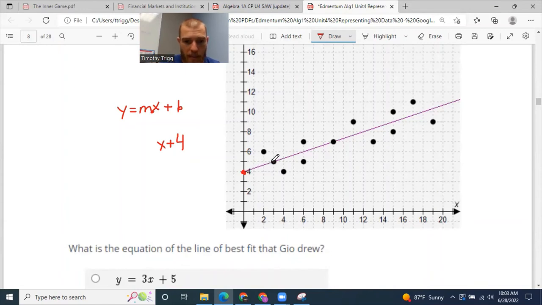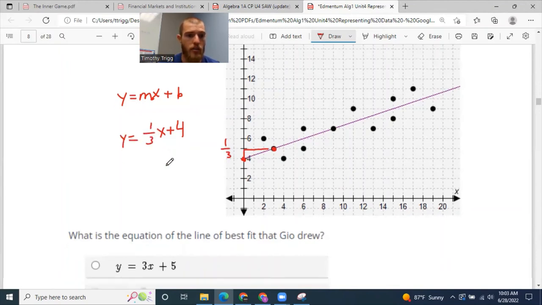And I can use maybe this point here, because it's on the line, right? So it goes up 1/3. So our slope is 1/3. So y equals 1/3 x plus 4.